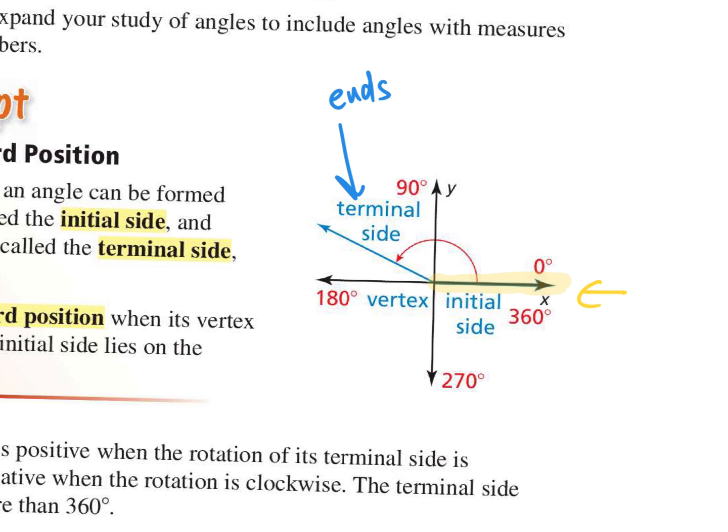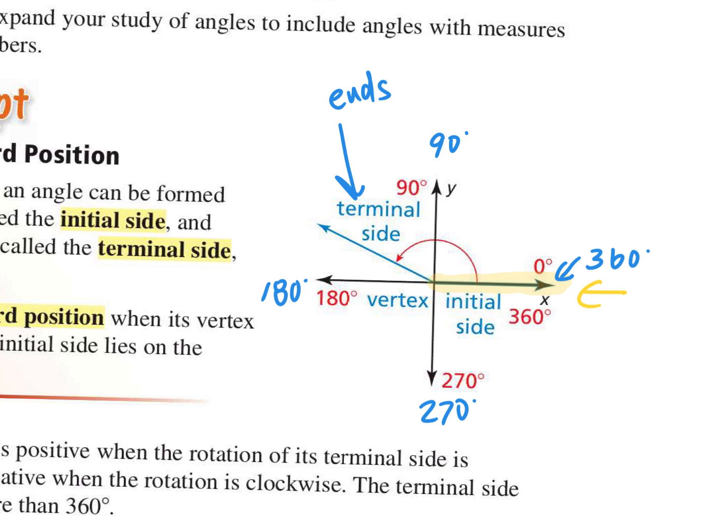Is everyone familiar with this? This is 0 here, and then up here is 90. This is 180. I know it's already written there, I'm just going over it. This is 270, and then this is also 0, the same as what? 360. There's 360 degrees in a circle.